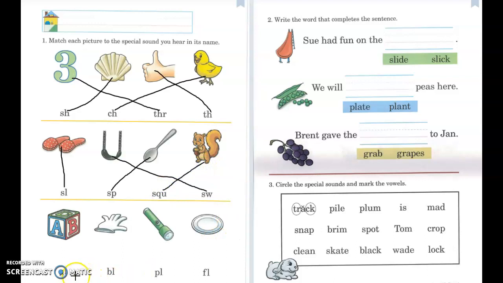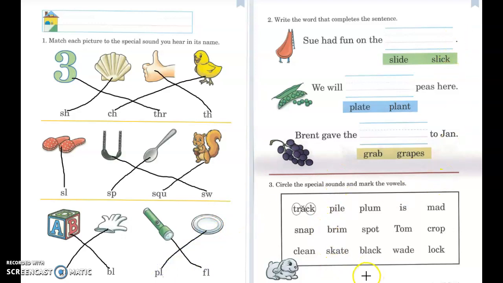All right, moving along. At the bottom, we have some more blends. These are all L blends. The first one is GL, and it says gl. Then we have BL that says bl, and PL that says pl, and FL that says fl. So the first picture is a block. Block has the bl sound. Bl, like BL. Glove has the gl sound. GL. Flashlight has the fl sound, FL, and plate has the PL sound, pl.